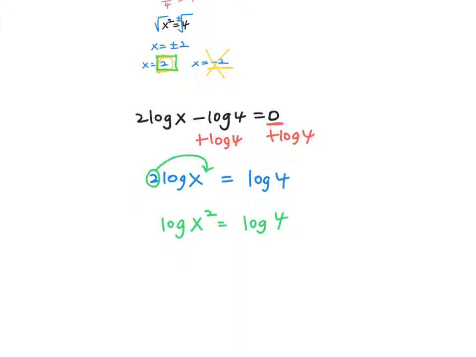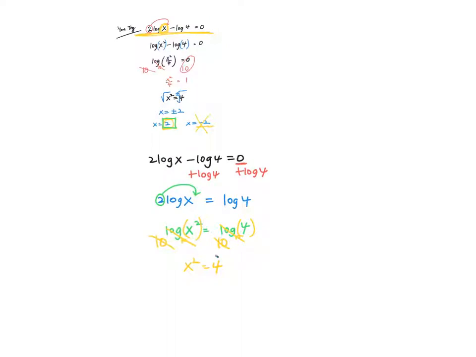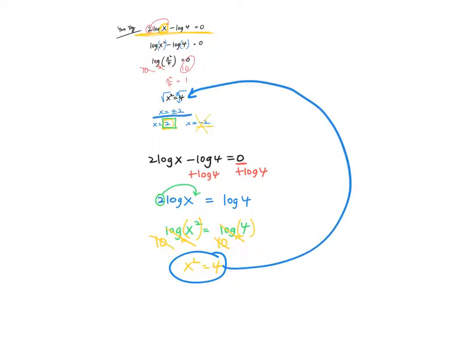So you can either use the 1-to-1 property where you set x squared equal to 4, or you can exponentiate, since this is base 10, by base 10, canceling out the logs, getting x squared equals 4. And at that point, you would end up at this step here where you take the square root to get plus or minus 2, checking your answer to only get x equals positive 2 as your final solution. Again, this was a special case. It only works this way if you have a 0 on the other side.